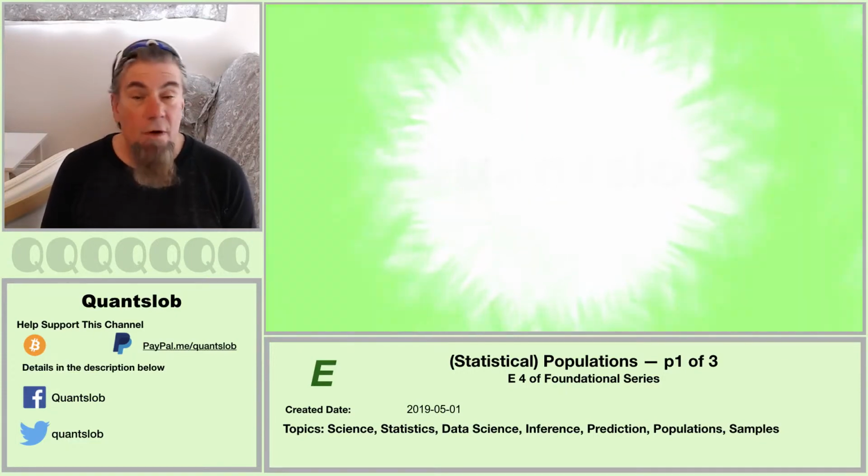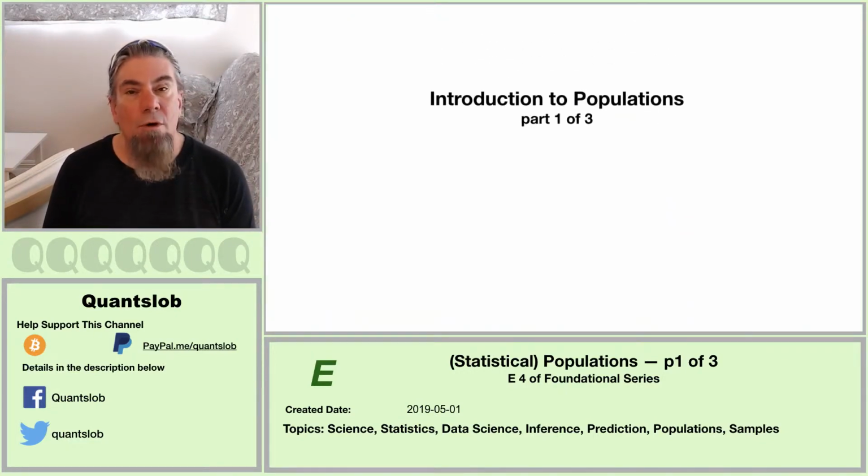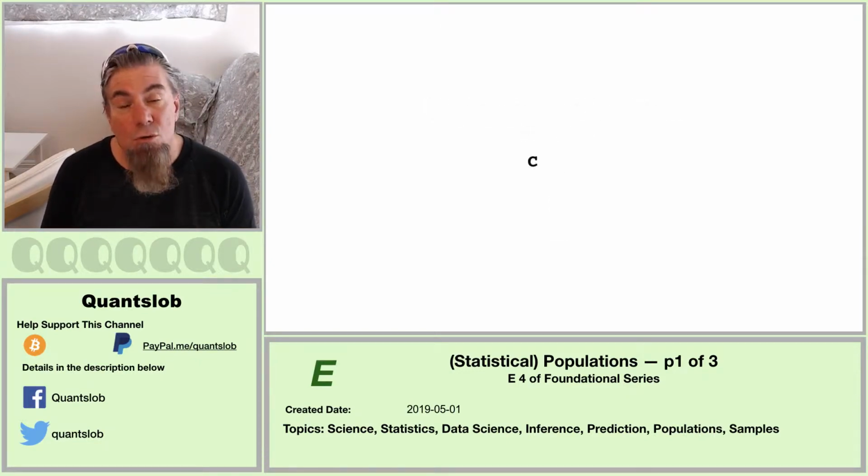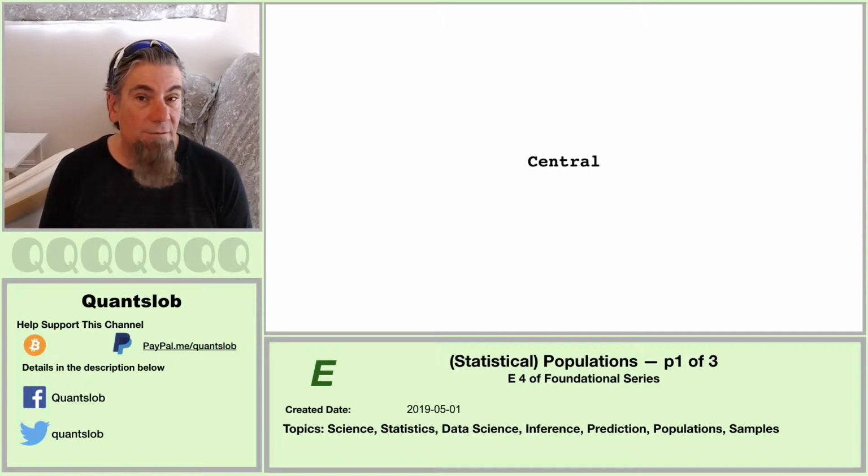This is the fourth in our foundational series, and this time around we're going to foray into the cornerstone of stats and data science, statistical populations, or simply just populations. This is going to be the first part in a three-part micro-series on this topic. The population is huge and absolutely central to all of inferential and predictive data science.